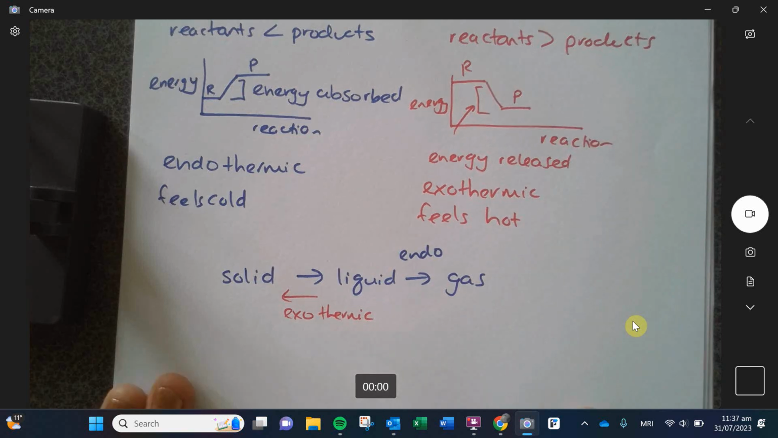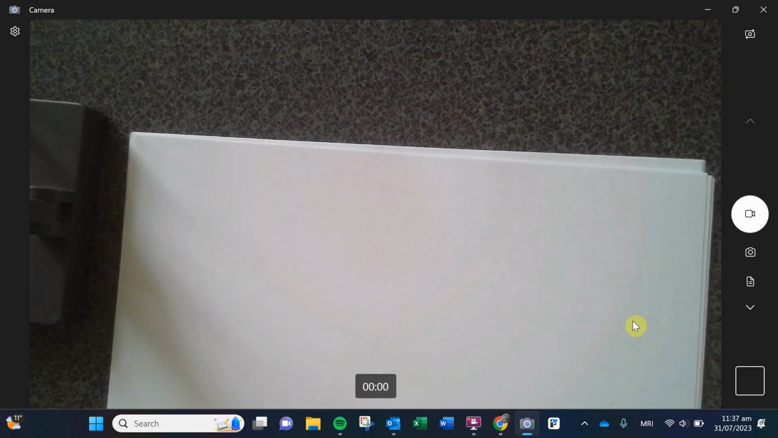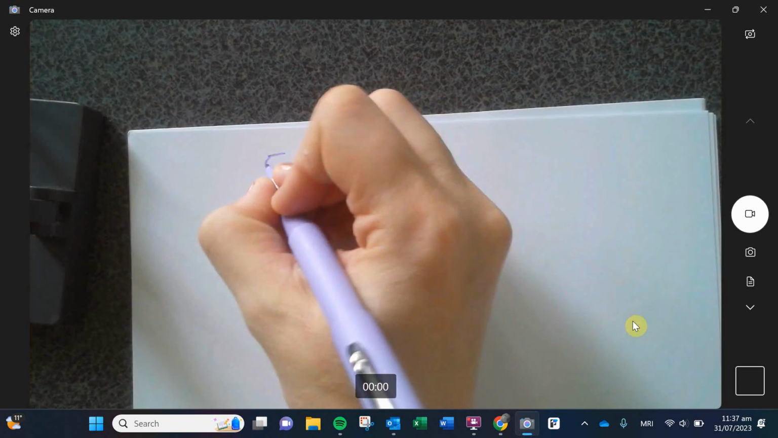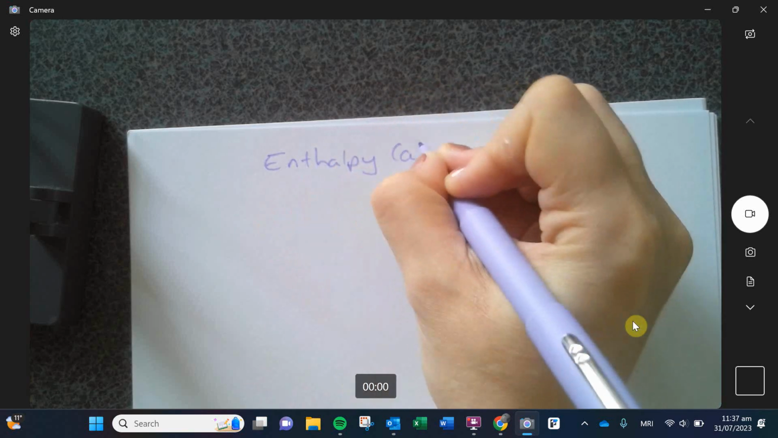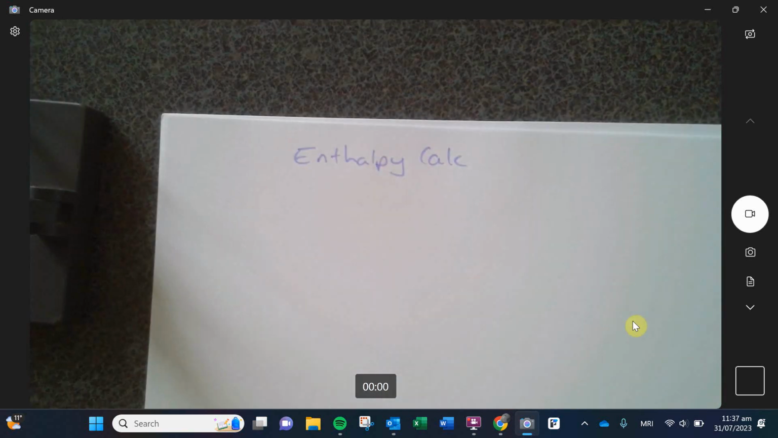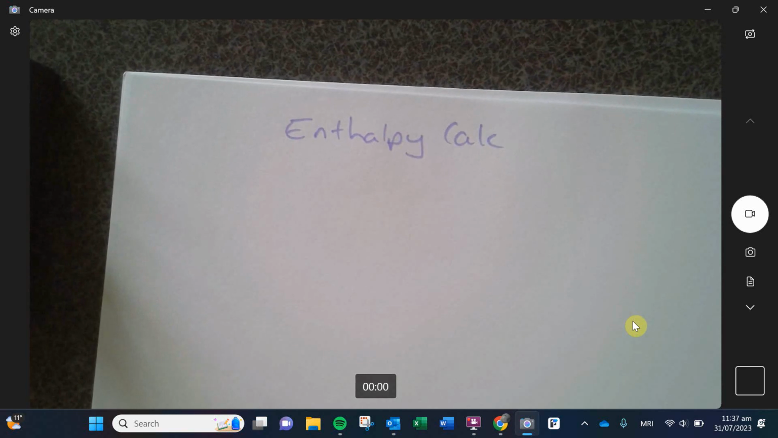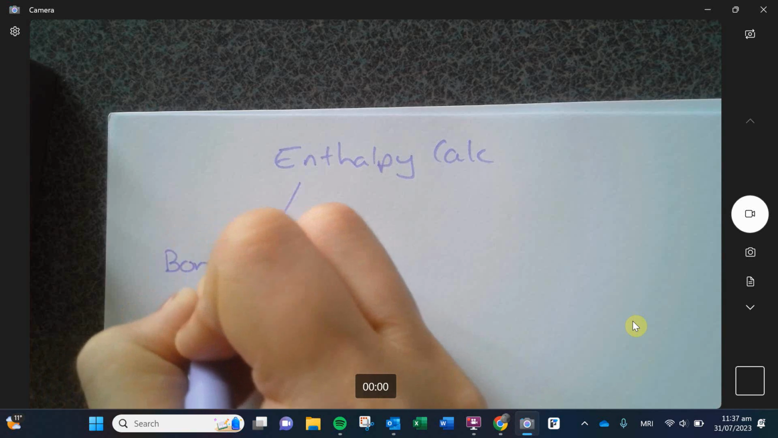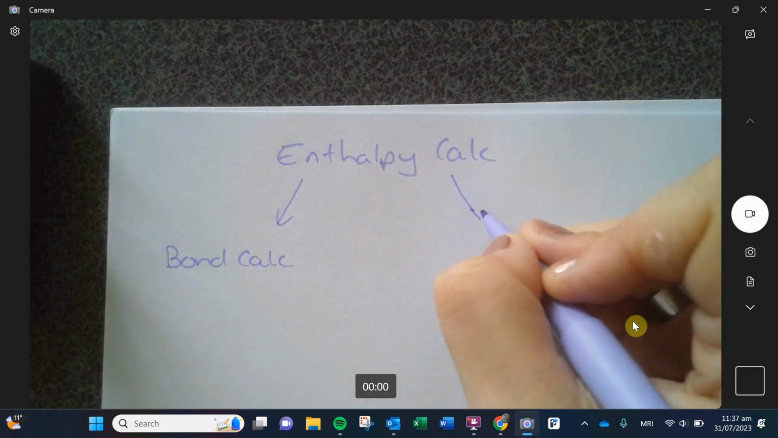Can I move it? So let's talk about the calculations that you'll be doing for this topic. There are going to be a couple of different calculations. We have the enthalpy calculations. You might hear me refer to them as energy change calculations. This is going to fall into two different categories. The first category is going to look at bond calculations, and the second one is going to look at energy calculations.